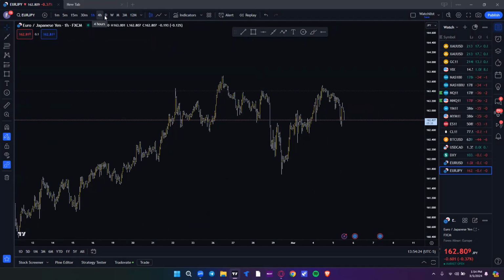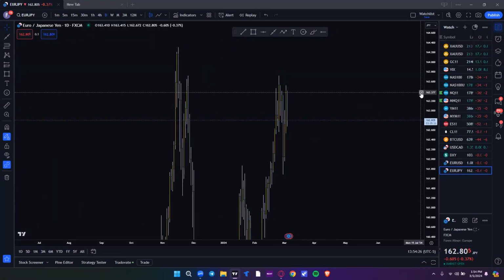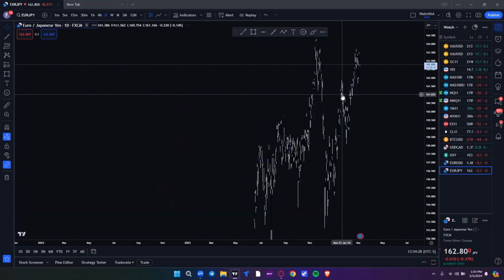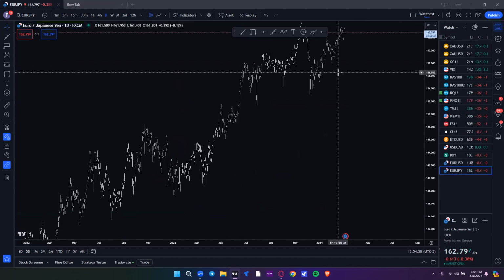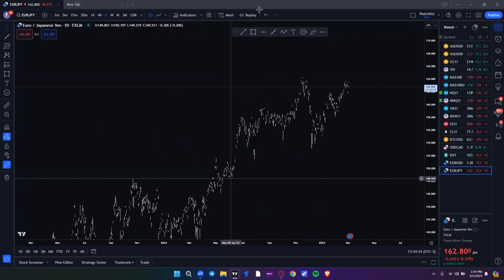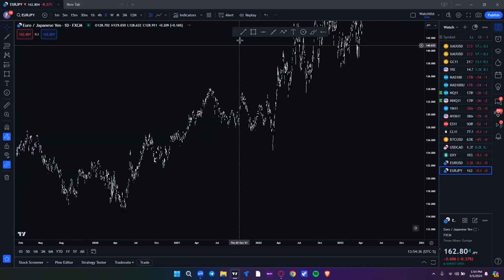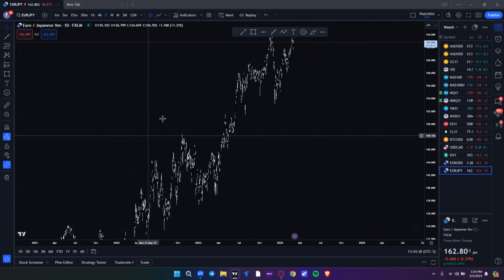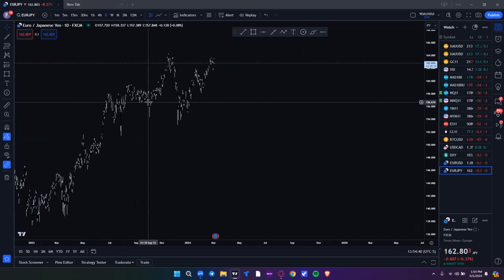Let's check it out. Let's go to daily. Daily is telling me that price is bullish. Oh yeah, JPY is bullish. True, true. It's very bullish. I love this, man. This is very pretty to look at. This is very nice to look at.